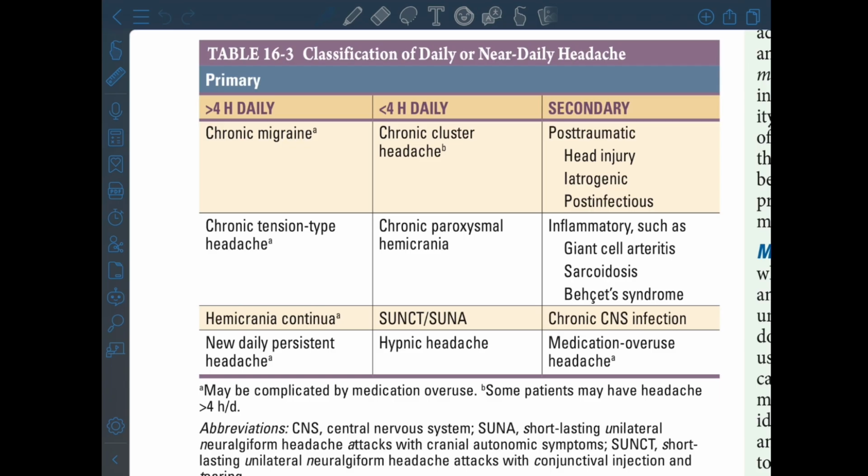Classification of daily or near daily headache. Primary, more than 4 hours daily: chronic migraine, chronic tension-type headache, hemicrania continua, new daily persistent headache. Less than 4 hours daily: chronic cluster headache, chronic paroxysmal hemicrania, SUNCT or SUNA, hypnic headache. Secondary: post-traumatic, head injury, iatrogenic, post-infectious. Inflammatory, such as giant cell arteritis, sarcoidosis, Behçet syndrome, chronic CNS infection, medication overuse headache.